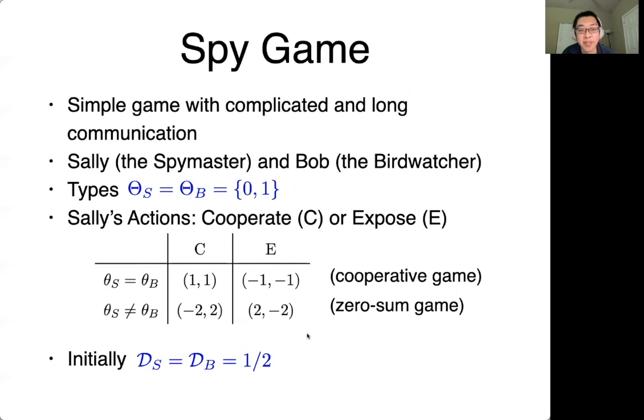And the payoff matrix is like this. If they are from the same country, then Sally wants to cooperate. And if they are from different countries, then it's like a zero-sum game, and Sally wants to expose Bob. And initially, we assume the priors for Sally and Bob are both one half, so they have equal probability to be from both countries, independently.